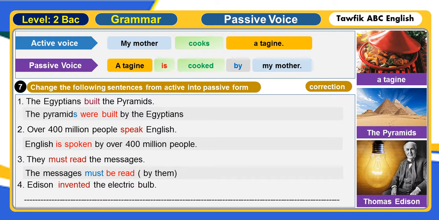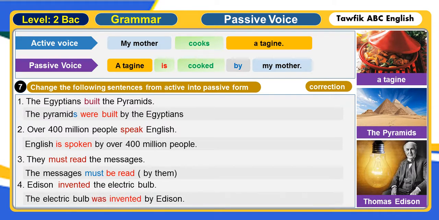Number 4. Edison invented the electric bulb. So the electric bulb was invented by Edison. The electric bulb is singular, was in simple past. Past participle of the invented is invented. By whom? By Edison. Okay, I hope that you have got correct answers.